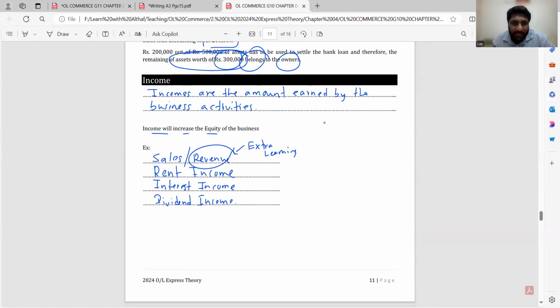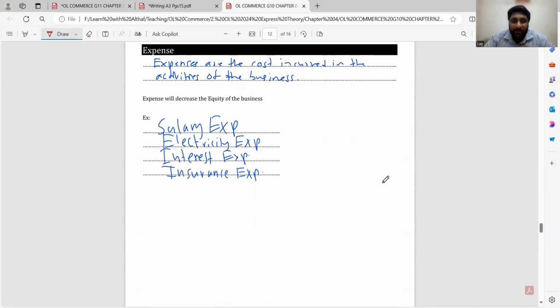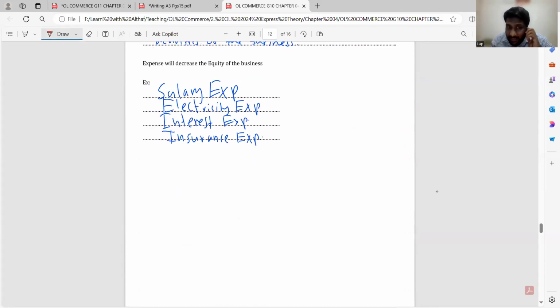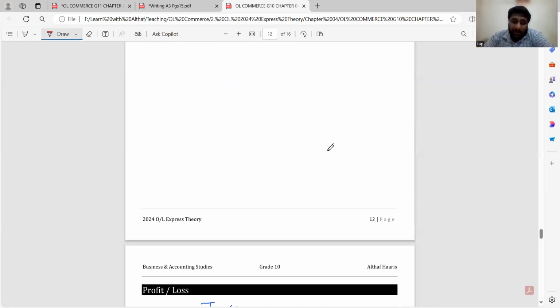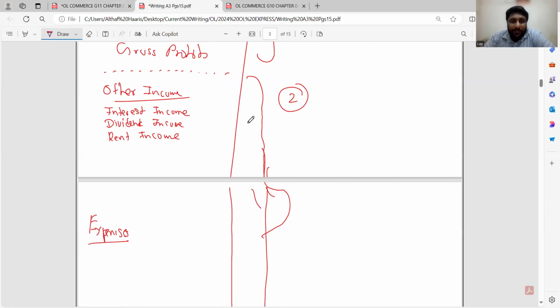When you are doing a business, a lot of other incomes are there. Sales is the main income. Rent income, interest income, dividend income. I have already taught these things. Expenses. Here, I have given you certain other expenses. Salary expense, electricity expense, interest expense, insurance expense. Likewise, a lot of other expenses are there. So all these expenses, we can classify into 4. What are the 4 categories?